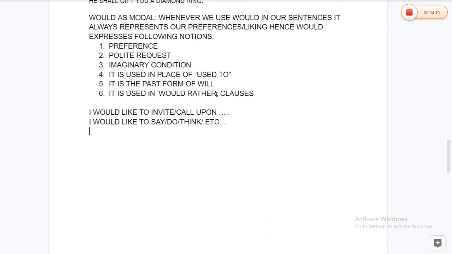One more example of preference is I would rather take tea over coffee. I would rather die than beg. I have mentioned would rather clauses. Whenever you have a would rather clause, you will always express preference or your choice. Then the next example is of request.